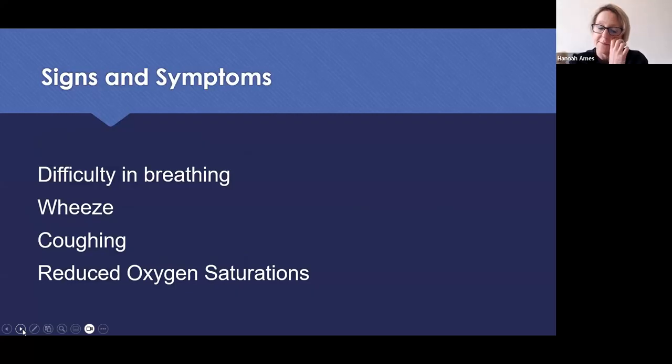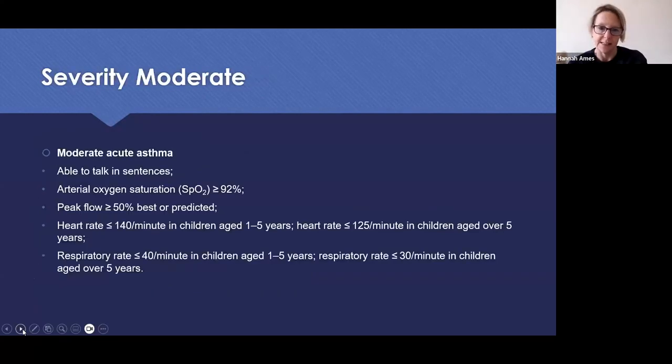So like I said, the main signs and symptoms are obviously difficulty in breathing, wheeze, coughing, reduced oxygen saturation. It's also very, very scary for the person who's having an asthma attack. If you ever looked after anyone with acute asthma, it's also very, very scary for you as a nurse, because they can be very, very unwell and can deteriorate and go into a cardiac arrest situation quite quickly as well. Different levels of severity with asthma.